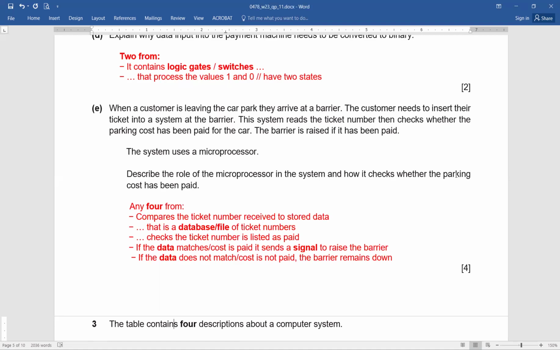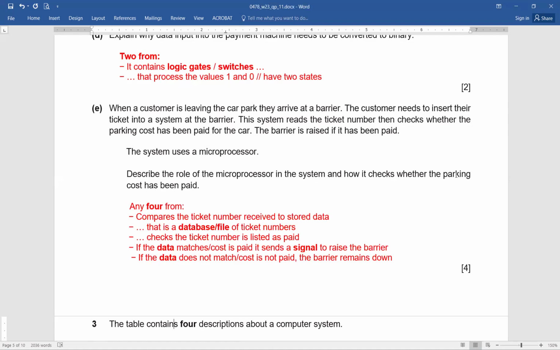You have written the points properly, you will be gaining 4 out of 4. Just be cautious. First stage is comparison of the ticket number with the stored value. If the database contains the ticket number, it's able to find the ticket number, then it will be checking what is the state of the ticket number. Is it paid or unpaid?